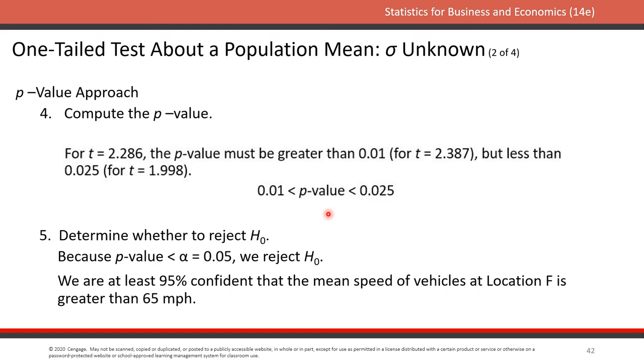In any case, because the p-value is within this range, I know that even if it's as big as 0.025, it's still going to be less than 0.05. So because of that, I can reject the null hypothesis and say that there is enough evidence to make the claim that there is a statistically significant difference between the mean speed of vehicles and this 65 miles per hour. Specifically, the mean speed is greater than that. And I'm at least 95% confident in this particular conclusion.